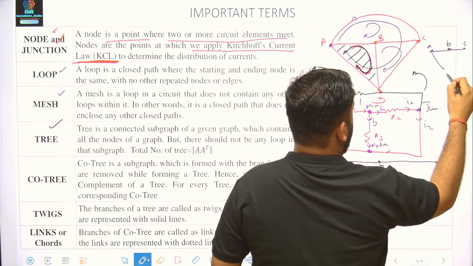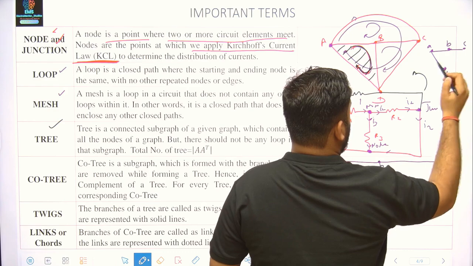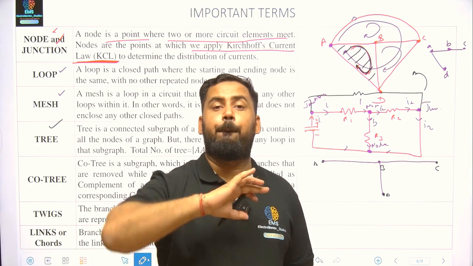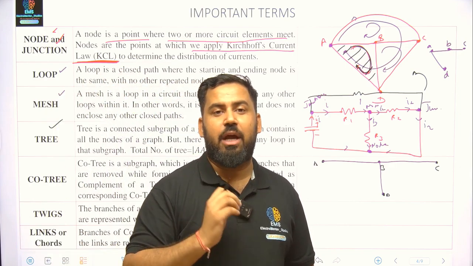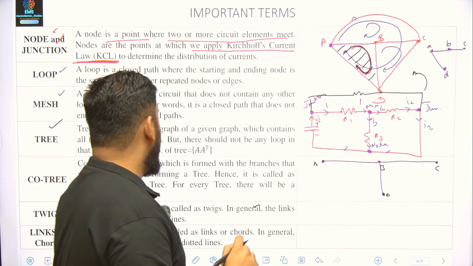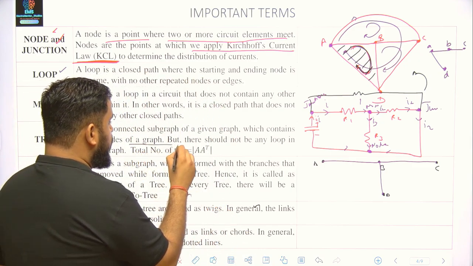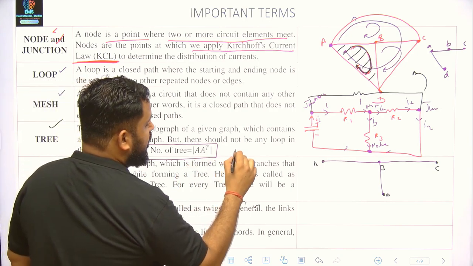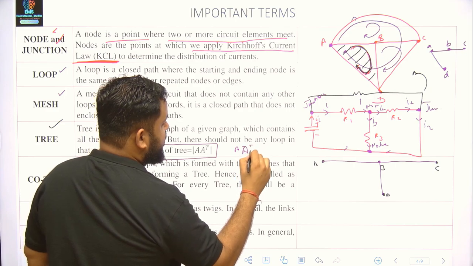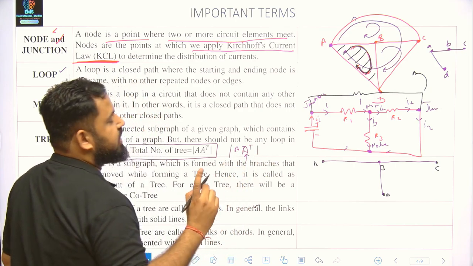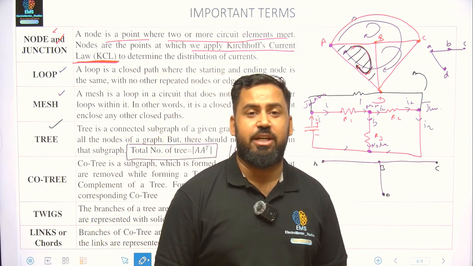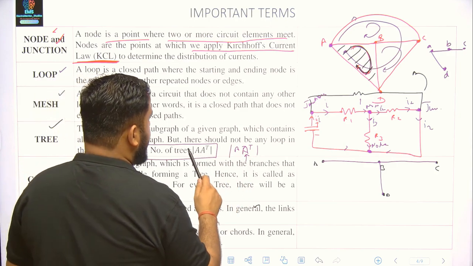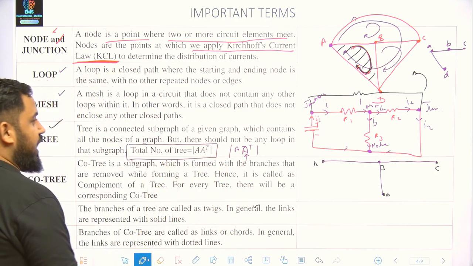A, B, C, D. This is also a tree. So we may have many ways to make a tree, but there's a limit. How many trees can we make? The total number of trees we can make out of a graph is the determinant of A and A transpose. What is A? A is an incidence matrix. We'll be talking about this in the later half of the lecture. So the number of trees is the determinant of A and A transpose.